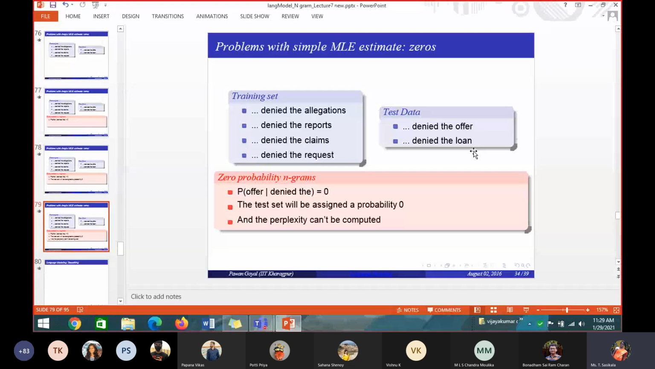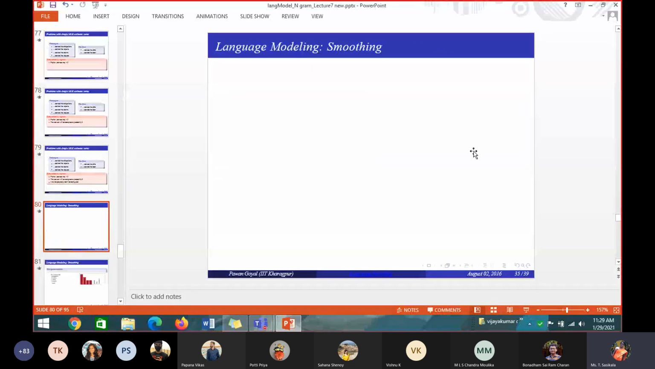Whenever some bigram or trigram is not occurring in my training corpus, I will not have a probability for it, so it takes a probability of 0. When I multiply for the entire sentence, it makes the entire sentence probability 0. So in order to make that 0 value into something else, I will be applying a smoothing technique.